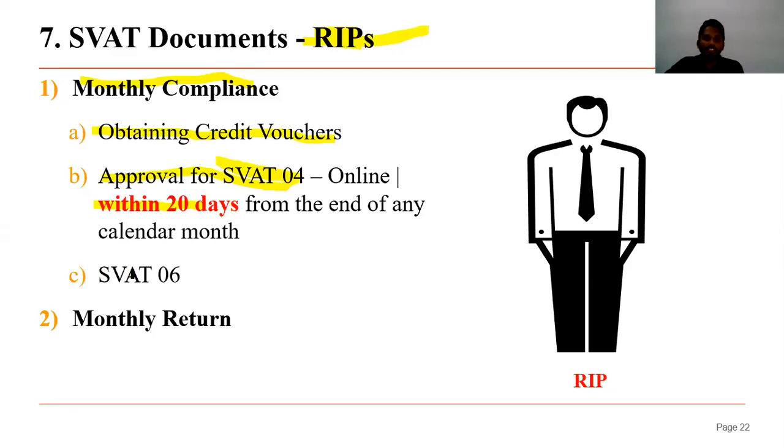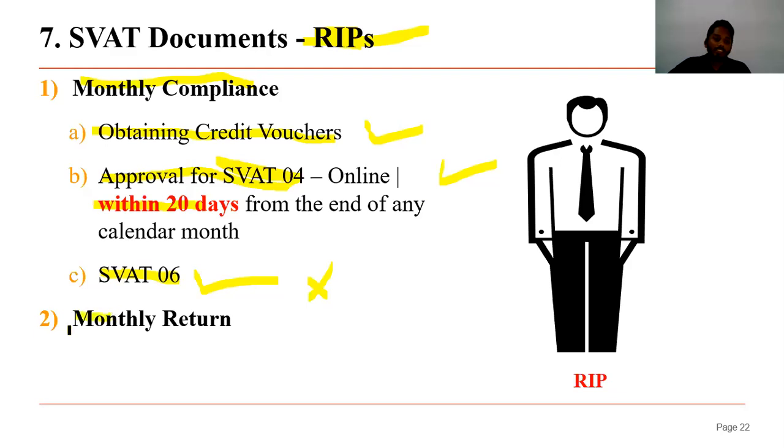And then SVAT 6. RIP is the most powerful person in the case of SVAT, but they also have only a very easy task. They need to collect the credit vouchers, only three things: approve in the system, and upload SVAT 6, the summary of approved SVAT purchases. Again, this is kind of a duplication because SVAT 4 contains all the detail.